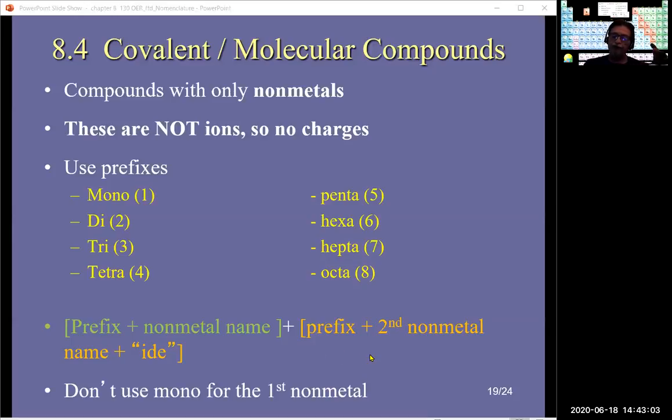If it's just the first nonmetal by itself, like carbon dioxide, we don't use the mono, so it's just simply carbon, okay? But if it's another one by itself after the central atom, then we use mono, hence carbon monoxide, okay? CO, capital O, is carbon monoxide. CO2, carbon dioxide. You see how that works?